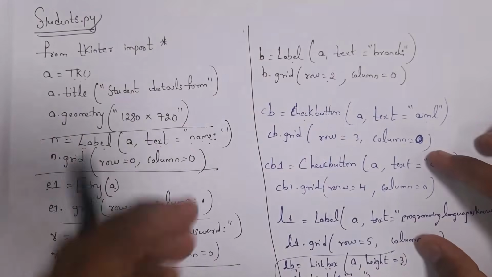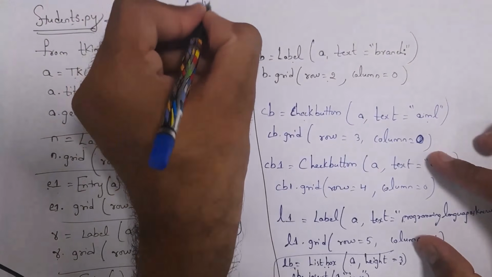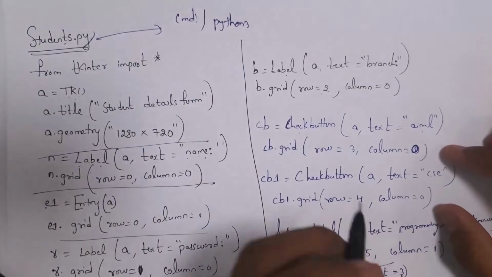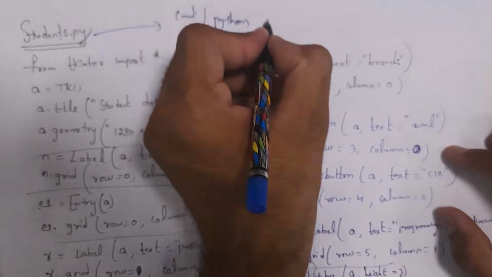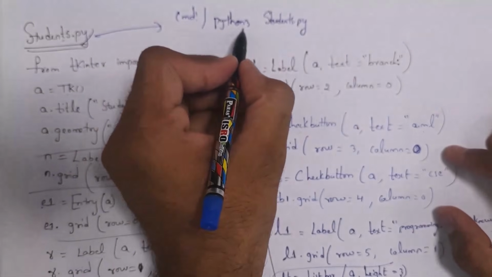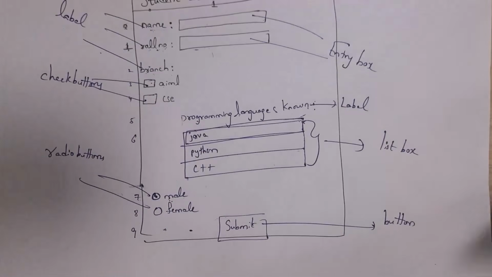I will save this program with name students.py. So open command prompt. In command prompt, whenever you write here python3 space your file name, my file name is students.py. So just write here students.py. Whenever you write here python3 space students.py and click enter, you will get this output. This is my output.